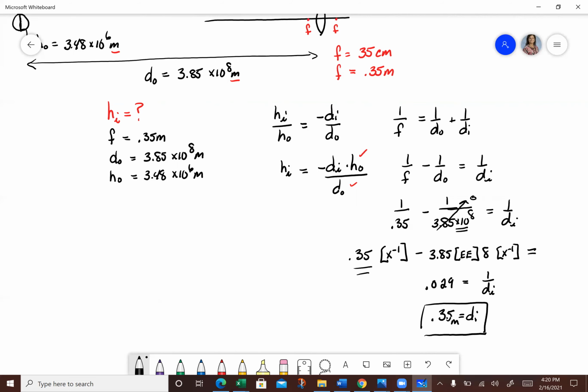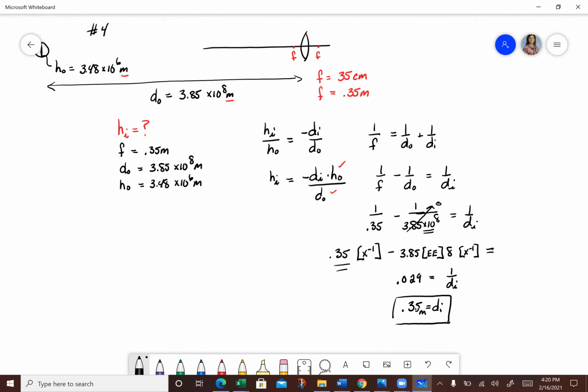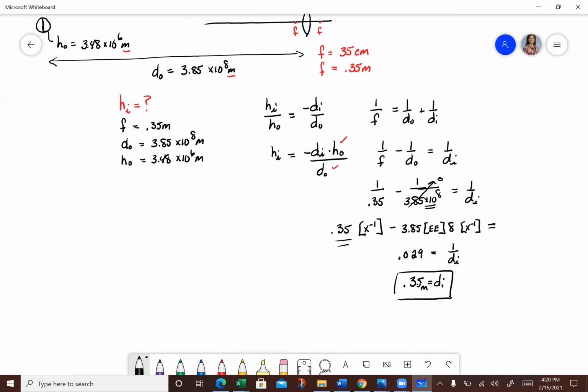What happens in this scenario is that an object that is looked at from so far away through the lens, the image will land at the focal point. That's the definition of our focal point. It's where parallel light is going to land. So for objects that are really far away, mathematically this shows you why you would have the image at the focal point.